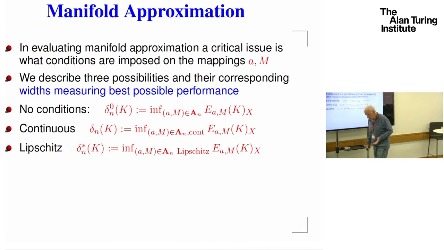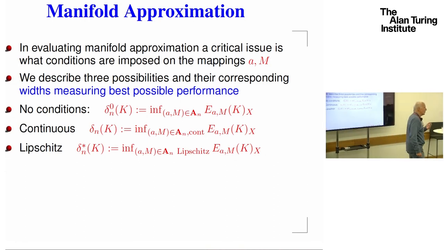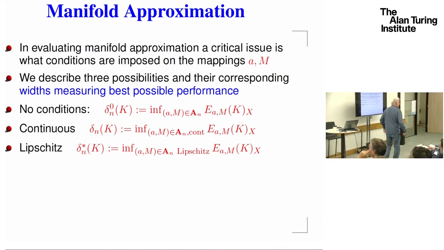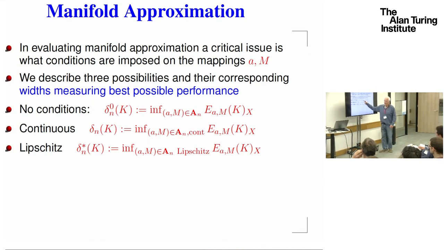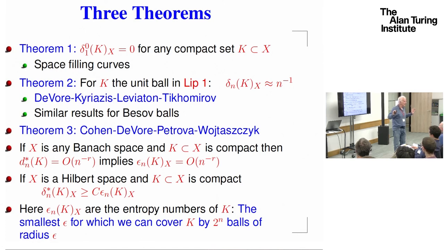Now, if you propose to do this, the first thing somebody's going to ask you, wait a minute, what are you going to assume about A, and what are you going to assume about M? Okay, and you say, oh, I don't assume anything. Okay, if you don't assume anything, I can get a space-filling manifold. And I'll get that for every compact set K, this is no conditions, right? For every compact set K, this will be zero. Okay? So if you don't put any conditions on A and M, you are allowing space-filling manifolds, and you'll be able to approximate everything beautifully.